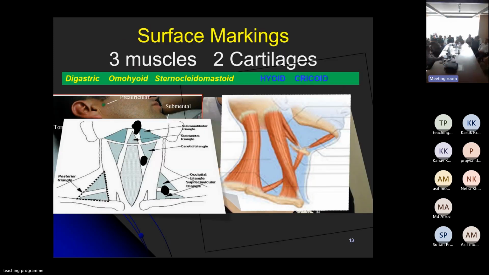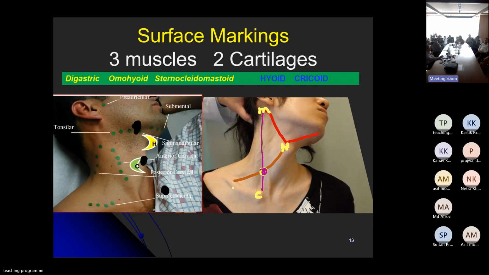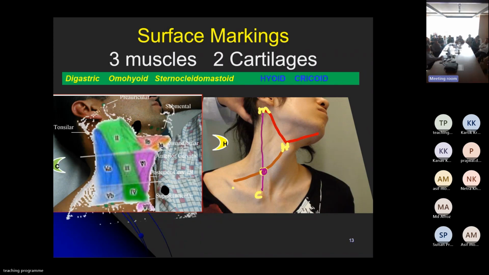I'm not going to discuss surface markings in detail for the surgeons, because there is one talk ahead on the nodal levels by Karnav in a future series. So I'll just say generally we try to understand which triangle it is. There are 3 muscles and 2 cartilages which help us: the digastric, omohyoid, and sternocleidomastoid. They form multiple triangles, and the hyoid and cricoid are the areas by which we divide the various levels. We would not go into the details about the levels, but we should generally know where that node is situated, so the surgeon gets helped and we don't have confusing terms between radiologists and surgeons.